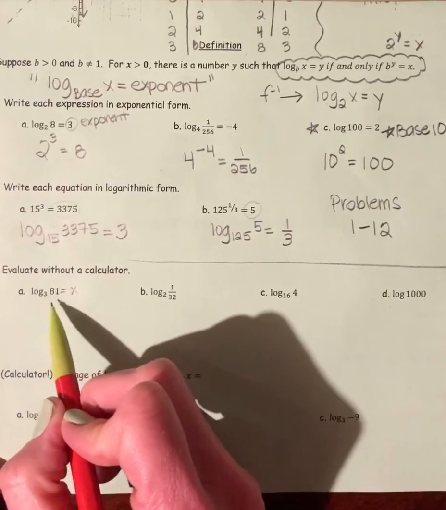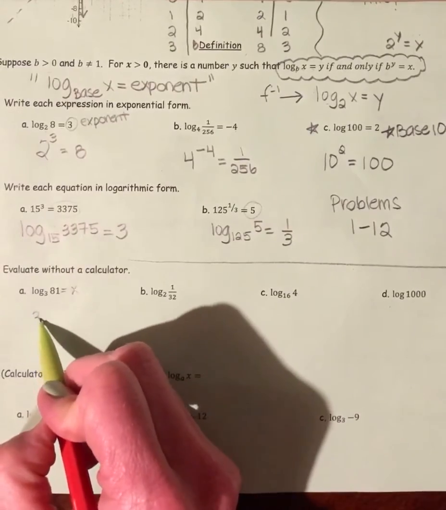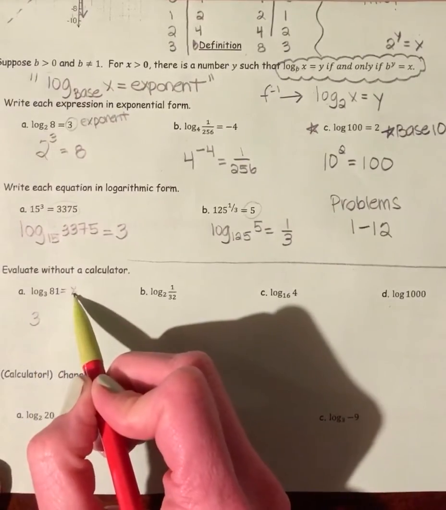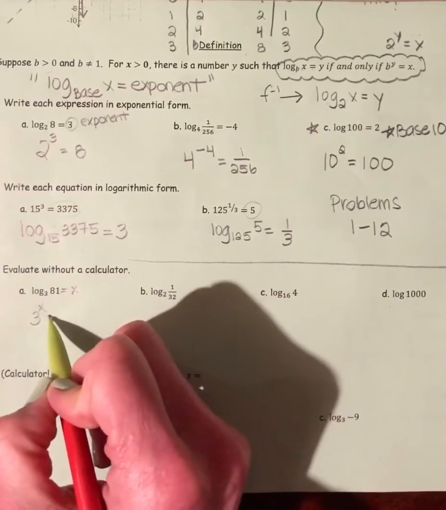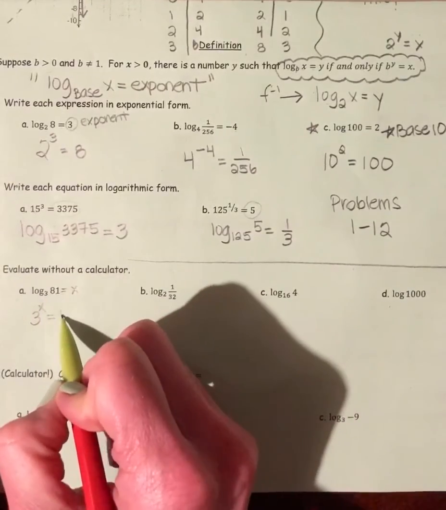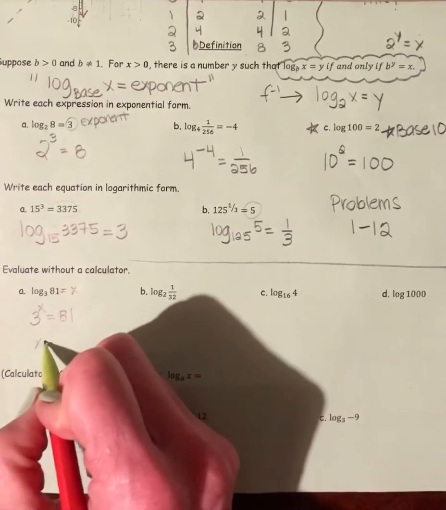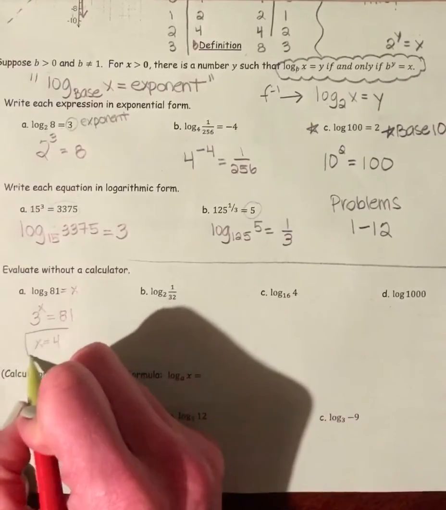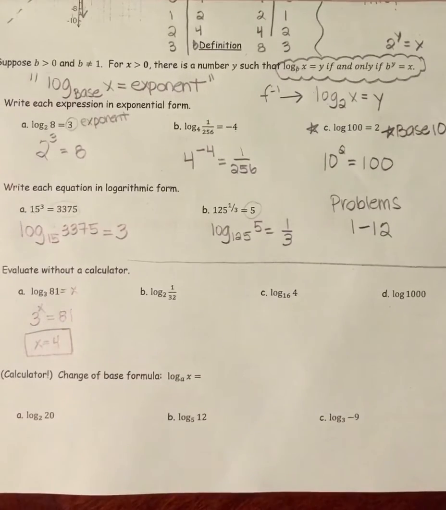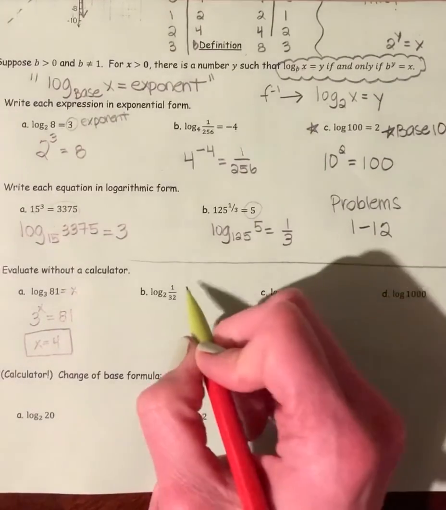So log, the base in this case is 3. The exponent is x, and that's equal to the value, which is 81. Now you see these are going to be done without a calculator, so you just have to think 3 to what power is equal to 81? Well, 3 to the 4th is equal to 81. So your answer is 4. So the answer to log base 3 of 81 is 4. Okay. So keep going.